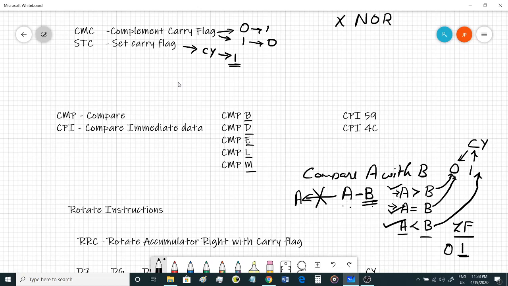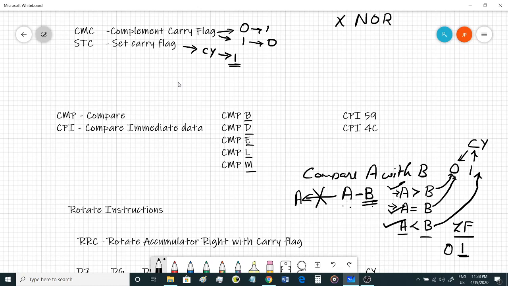If the carry flag is 1, A is less than B. If the carry flag is 0, there are two conditions, A can be greater than B or A is equal to B. In that case, if the zero flag is set to 1, definitely A is equal to B, only then you will get a result that is 0. But if the zero flag is 0 and the carry flag is also 0, then definitely A is greater than B. That is how you can compare two registers.